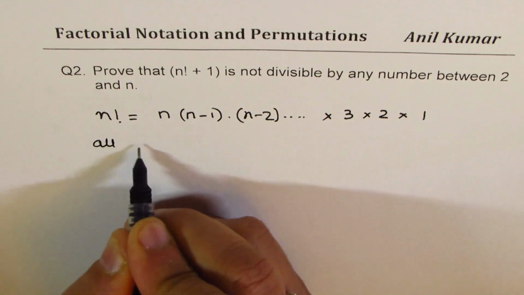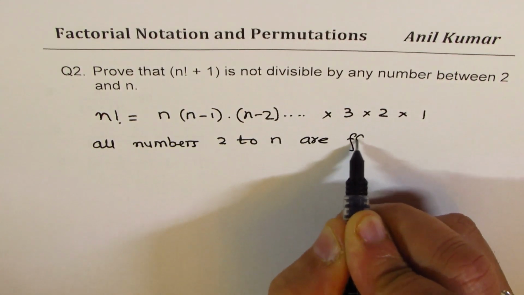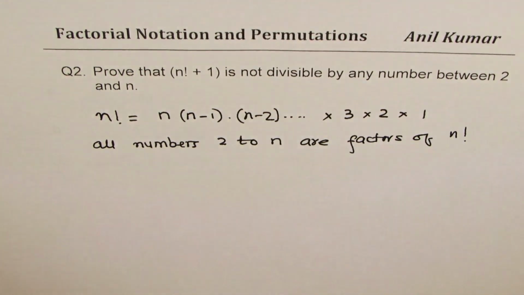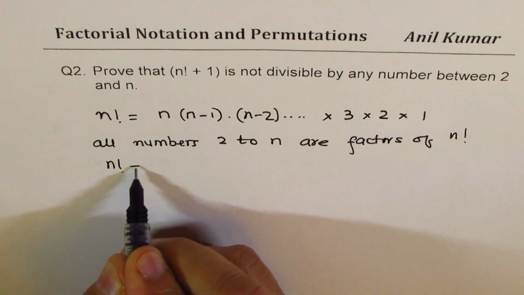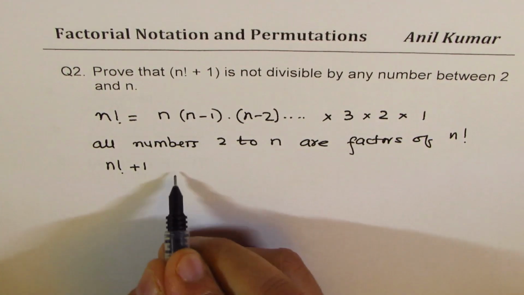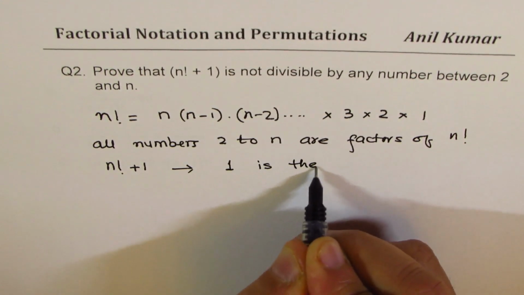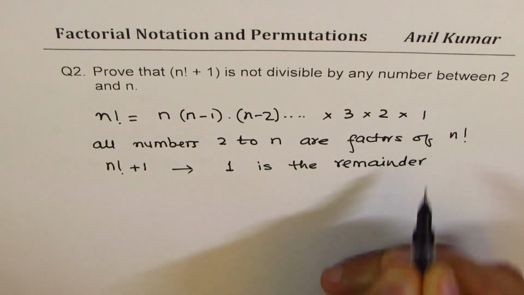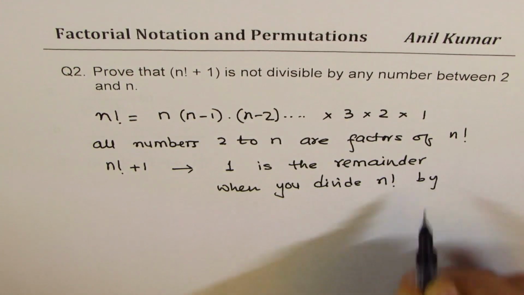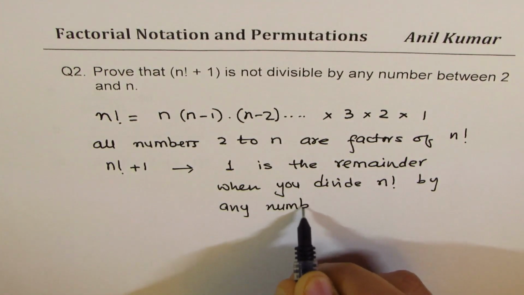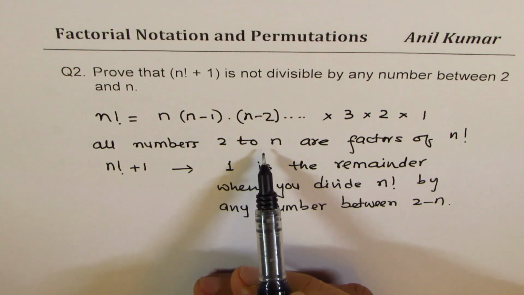So that means all numbers, I should say 2 to n, are factors of n factorial. Is that clear? Factor means when you multiply, you get that product. Perfect. Now, if I write n factorial plus 1, in that case, what happens? That tells me that when I divide by numbers from 2 to n, 1 is the remainder. So 1 is the remainder when you divide n factorial plus 1 by any number between 2 and n. Since all those numbers are factors of n factorial, the remainder is 0 for them.